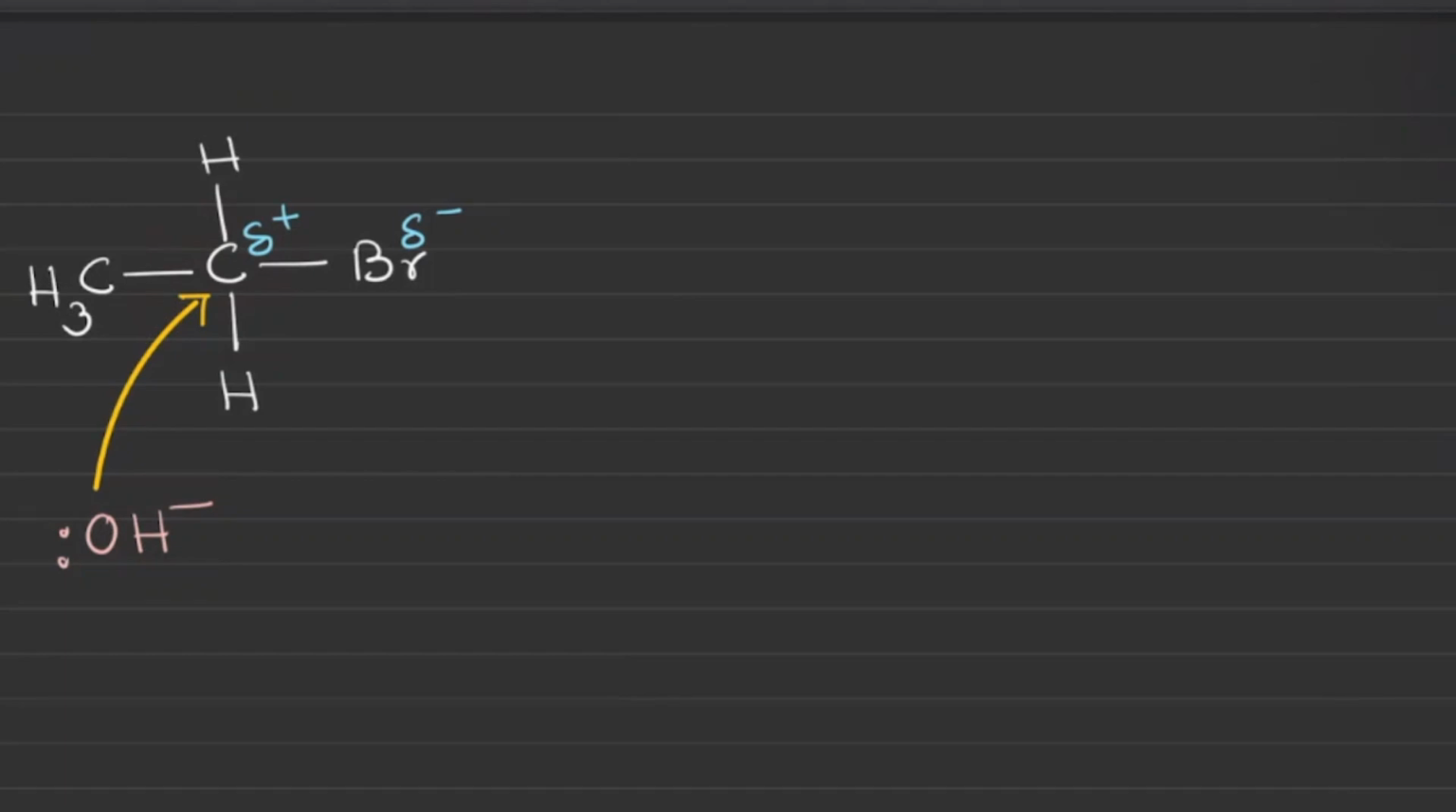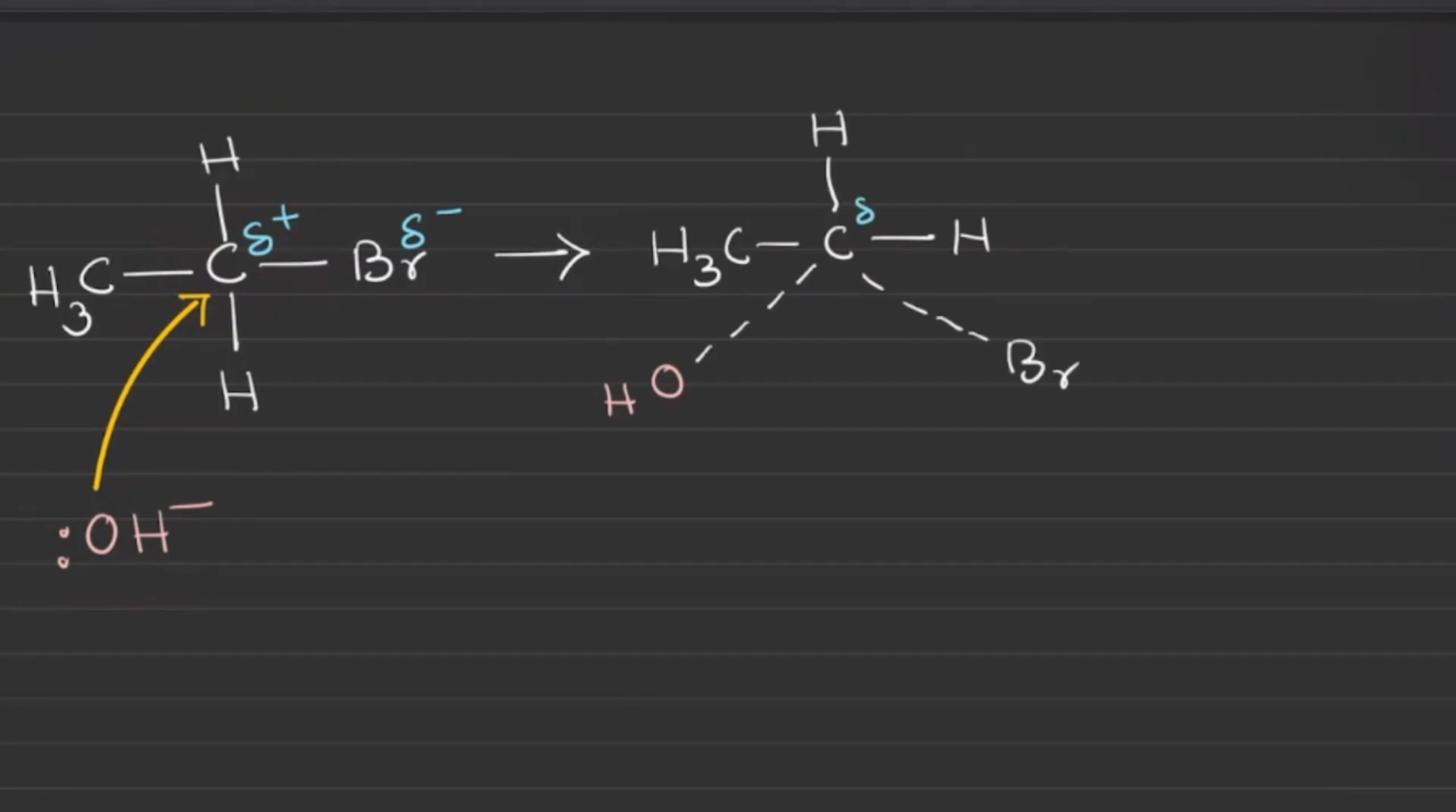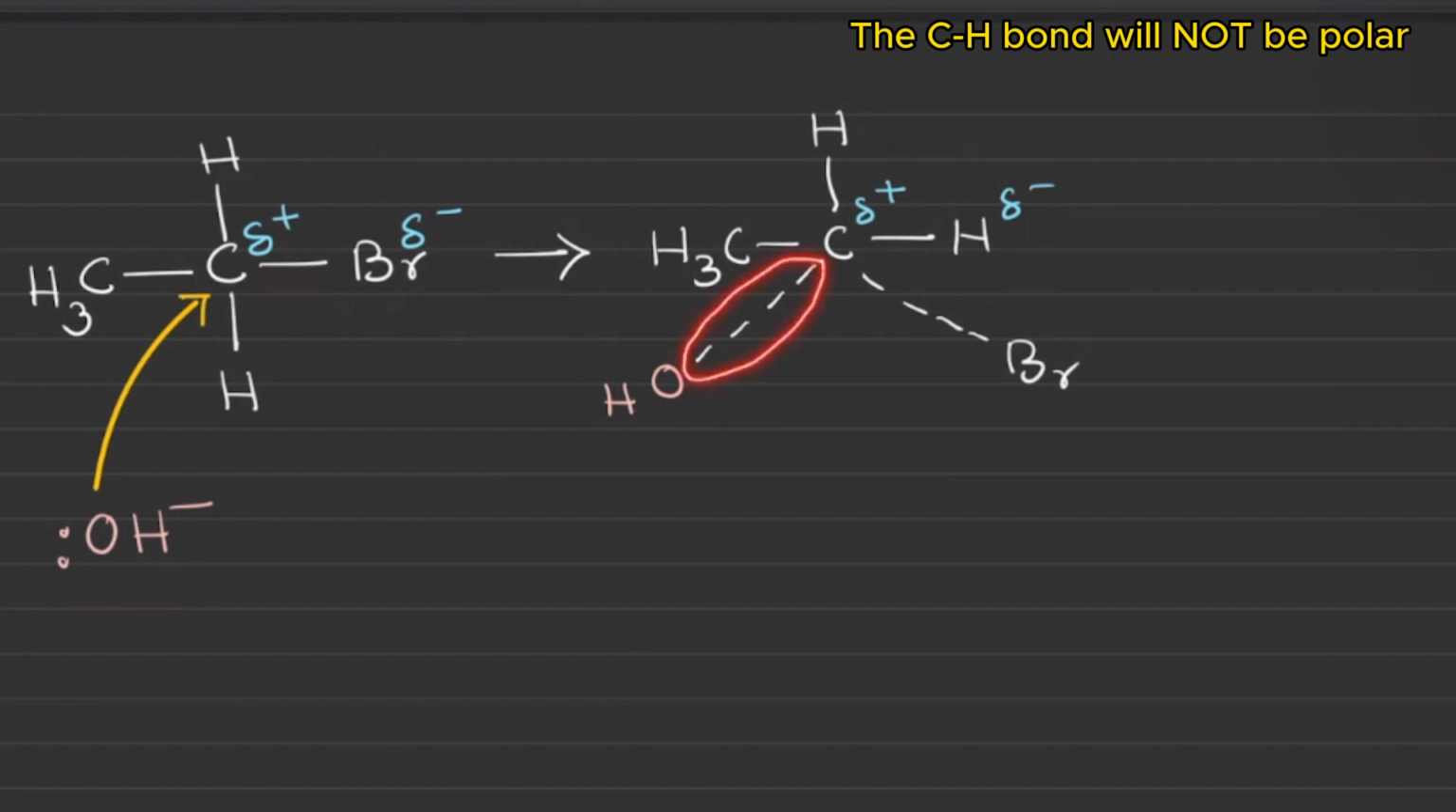Anyways, as this carbon is still positive, it is a site of attack by the hydroxide ion, and this hydroxide ion attacks this carbon, and the molecule enters into a transition state in which for a fraction of a second the carbon has 5 bonds, and here the carbon-hydroxide bond is becoming stronger and the carbon-bromine bond is becoming weaker.